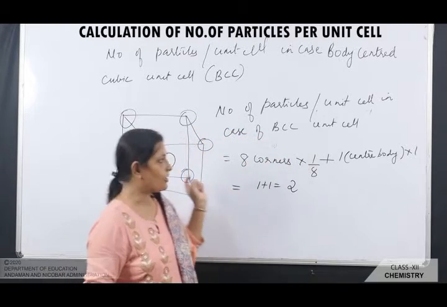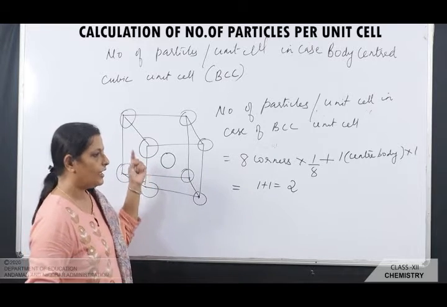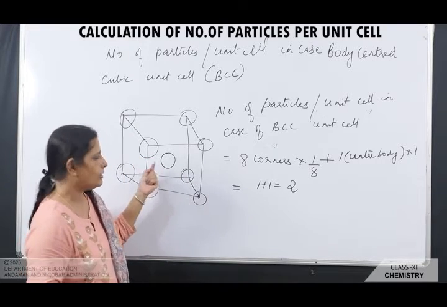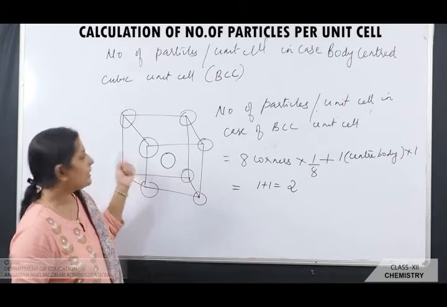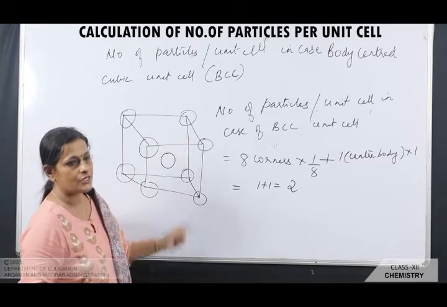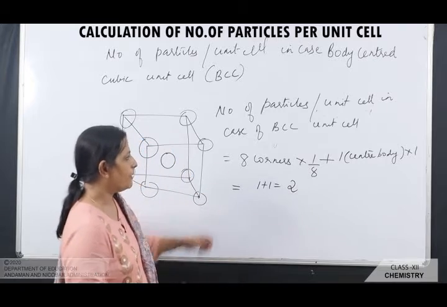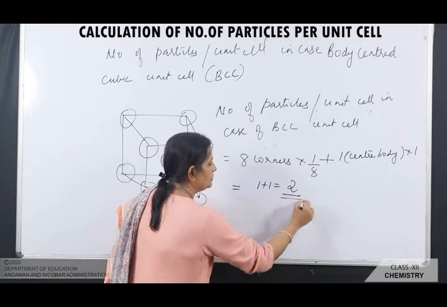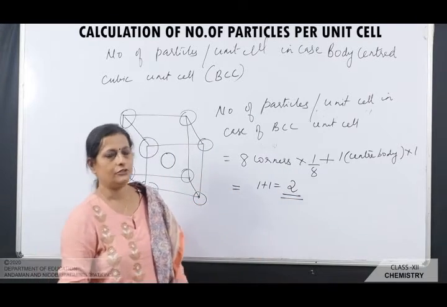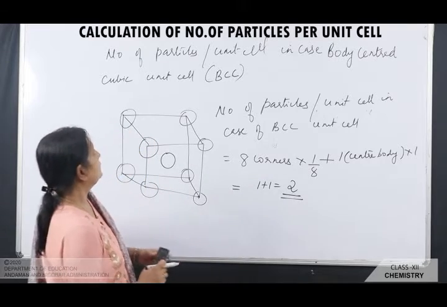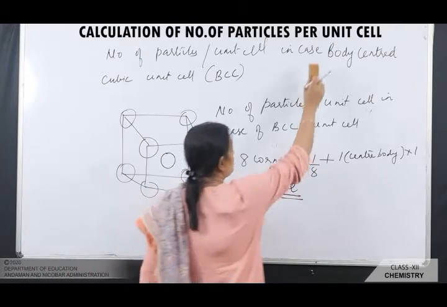2. So understood what is a body-centered cubic unit cell? A unit cell which has got a particle at the center of the body apart from the corner position is known as body-centered cubic unit cell, and number of particles per unit cell is how much? 2. So is it clear? So the next one is face-centered cubic unit cell.